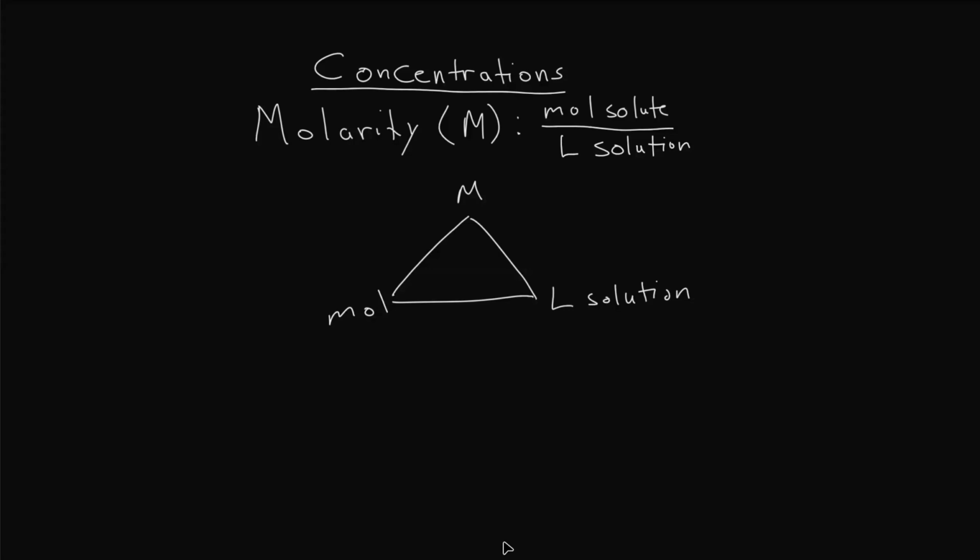So the most typical way that concentrations are presented on the MCAT is going to be molarity. Molarity is going to consist of the moles of solute divided by the total volume of the solution in liters. I drew this triangle here to show you that if you want to convert between molarity, moles, and liters of solution, it's really easy to do so as long as you have two of the three of these.